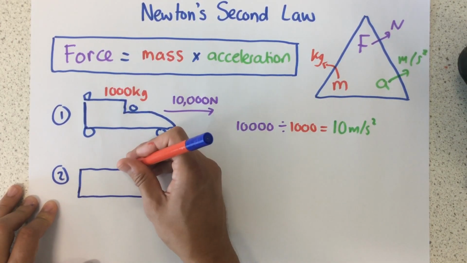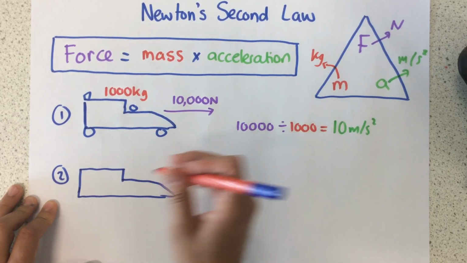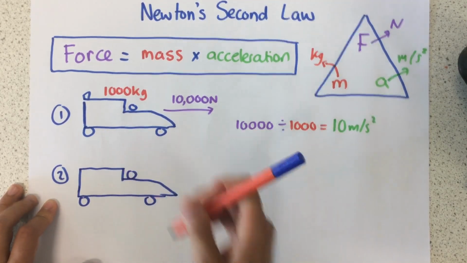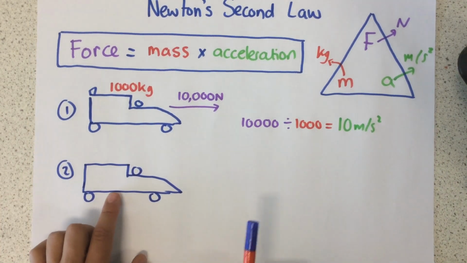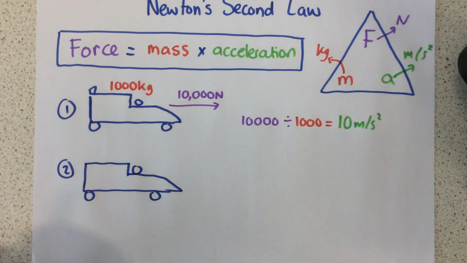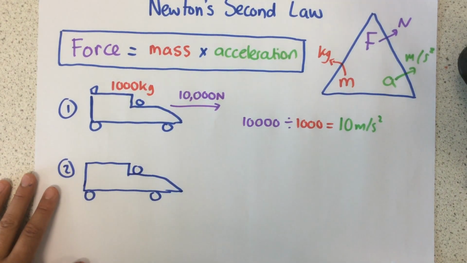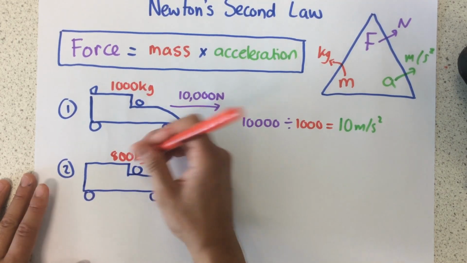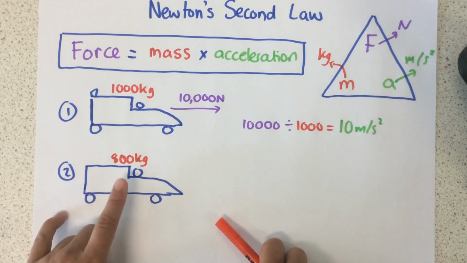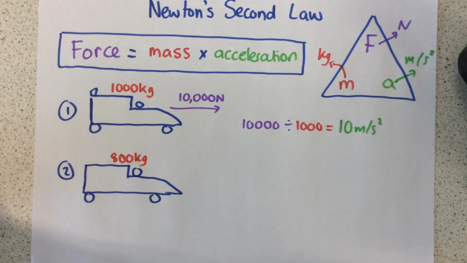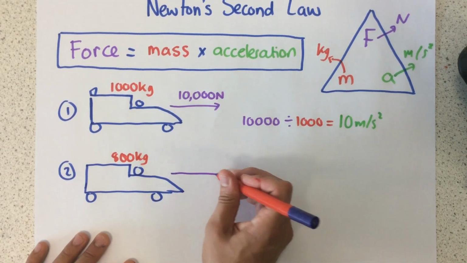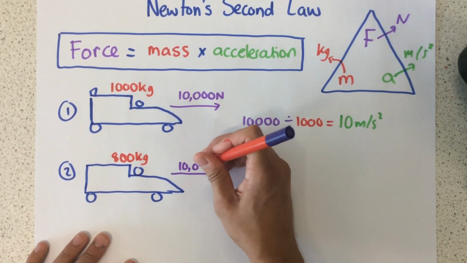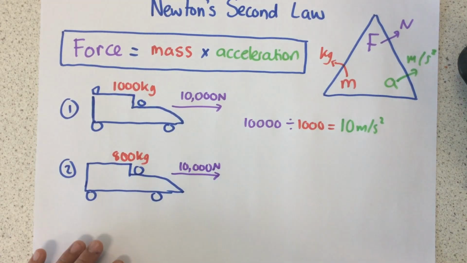Now let's imagine a slightly different design for the second one. So let's imagine that we've got a slightly lighter vehicle this time. It's got a lower mass. So instead of a mass of 1,000 kilograms, it's only 800. So it's quite nice and lightweight. Slightly different design. Okay? Now let's imagine that we still have the same force from the engine. So we have the same kind of engine, but we have overall a different mass.